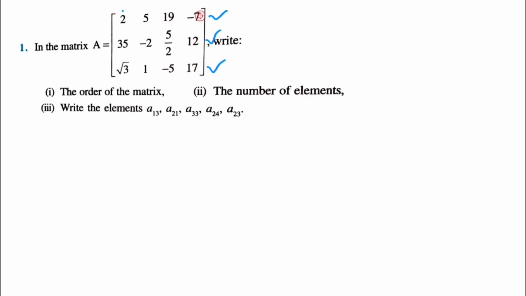So, how many rows are there? 3 rows are there. How many columns are there? 4 columns are there.